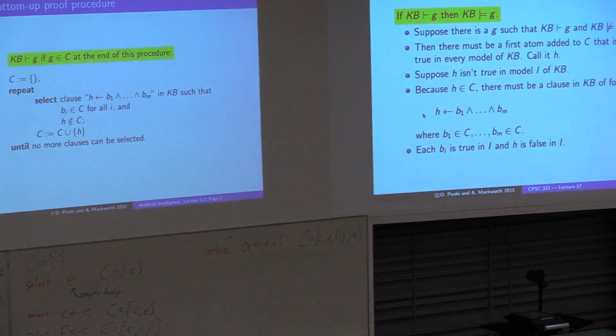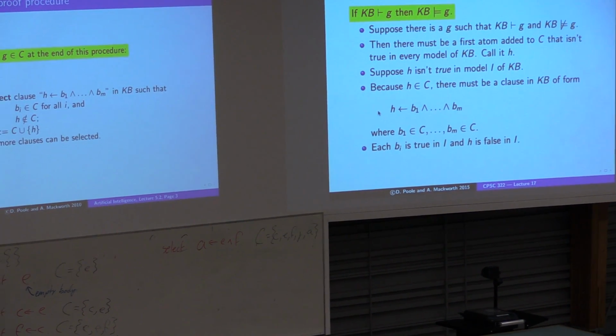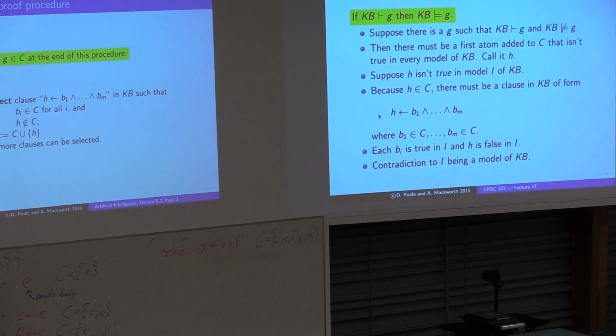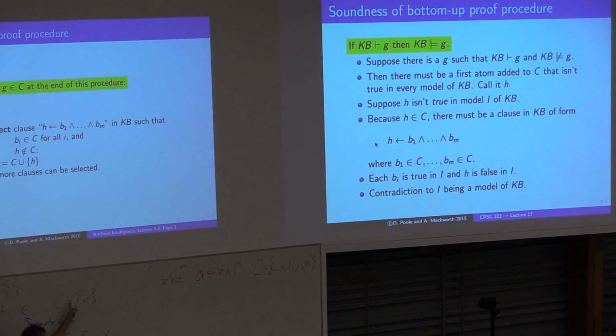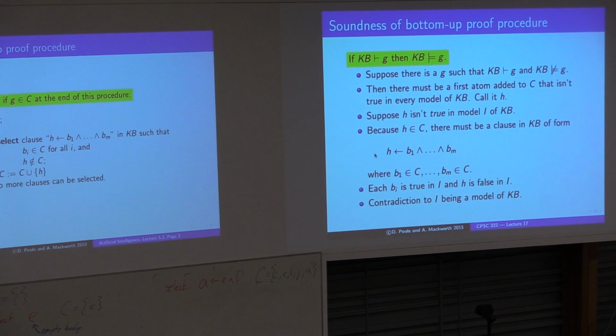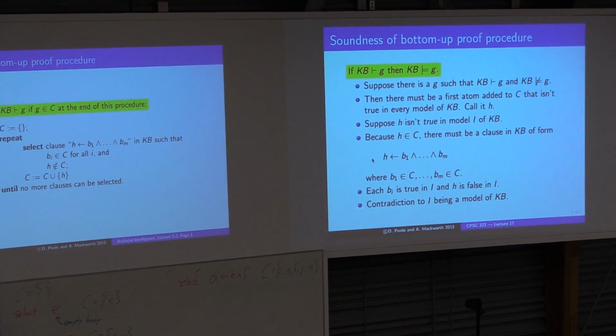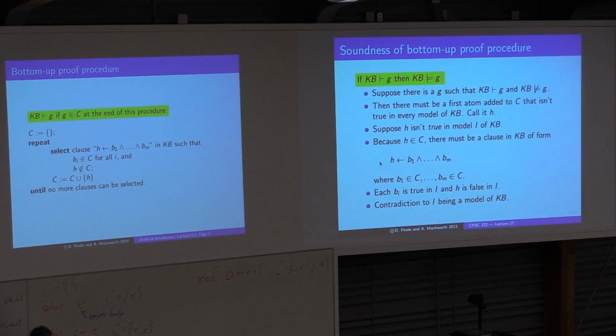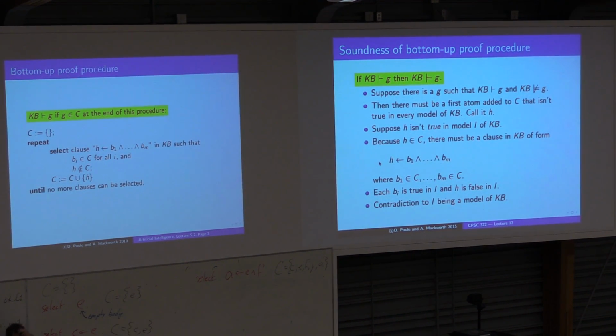Does that make sense? Any questions about that? Right, so it's a contradiction to I being a model of this knowledge base. So every time I add something in, I'm only adding it in if it's a logical consequence. So everything in C is always a logical consequence. Any questions about that? All right.